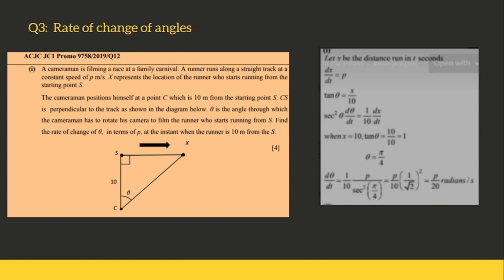So let's differentiate everything with respect to t. Secant squared theta times d theta over dt equals 1 over 10 dx over dt. Then afterwards, we can just substitute our dx over dt with the p. So when s equals 10, tangent theta equals 10 over 10, equals 1. So in this case, our theta is just pi over 4. Then for our d theta over dt, we can substitute our theta and our dx over dt inside as well, and we will get p over 20 radians per second. So that's the first part.